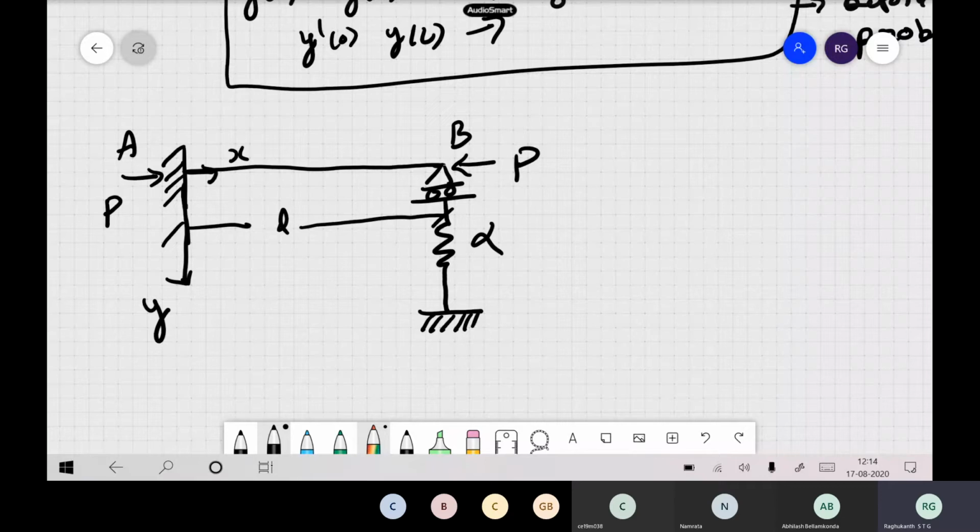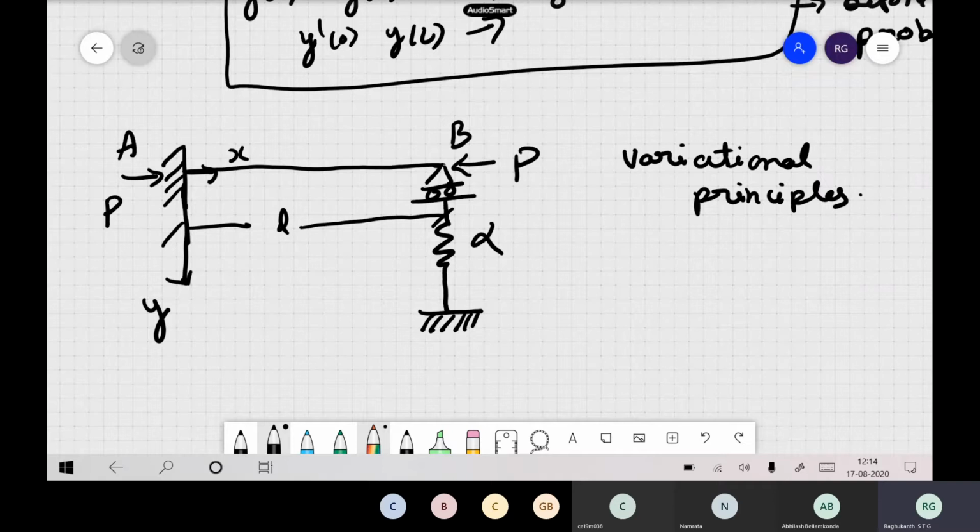You already all know it. It's straightforward, but here we derive it from calculus of variations. You followed? This is how we have to derive from the variational principles. Now what is the first step in variational principles? You have to write the energy expression, that is, the external potential energy. All those things have to be written.